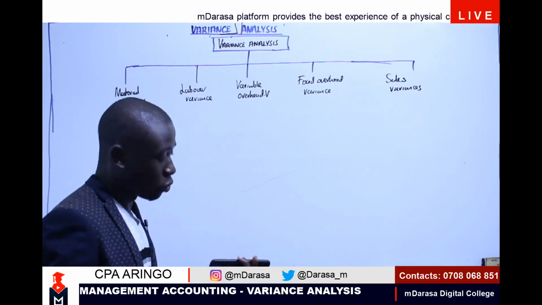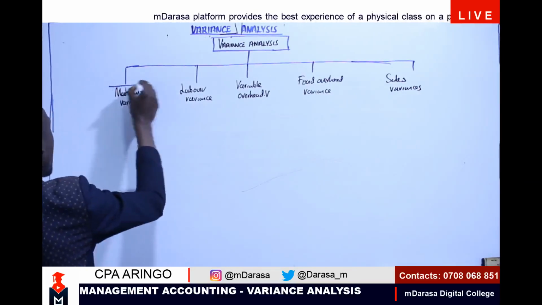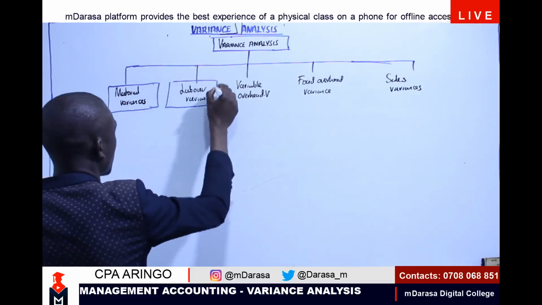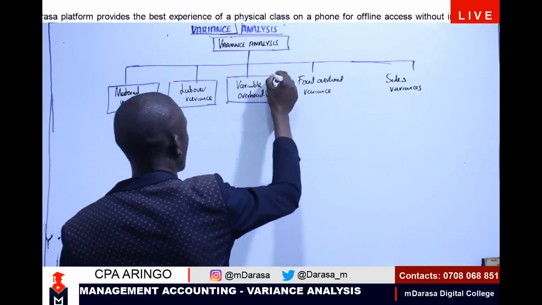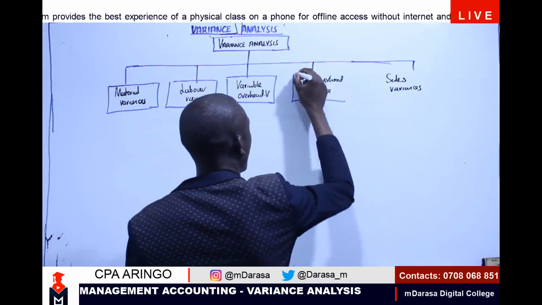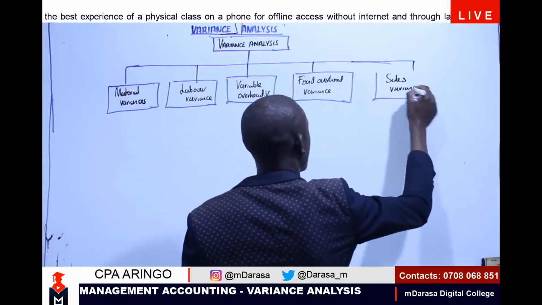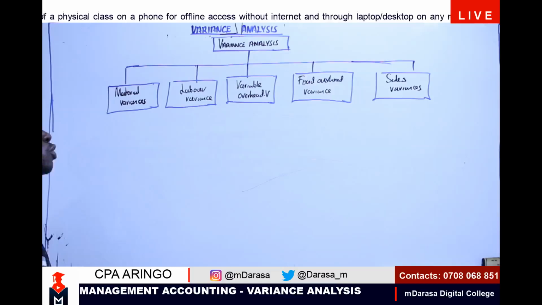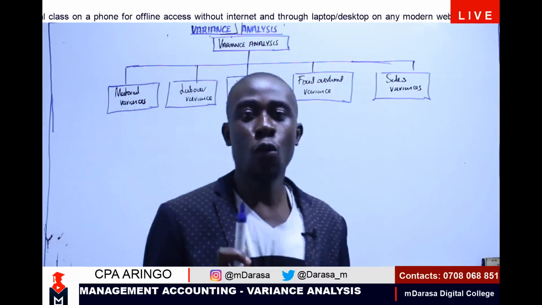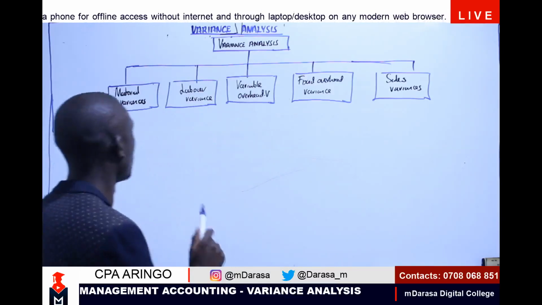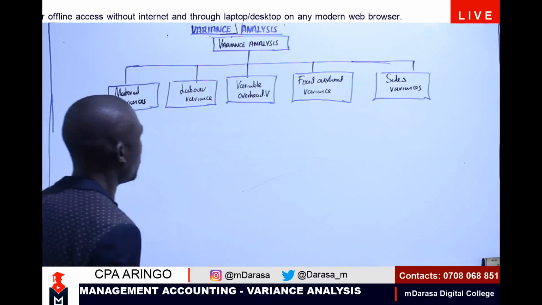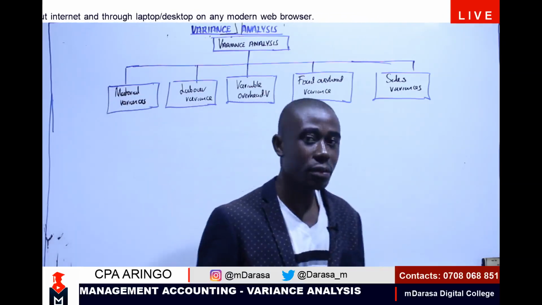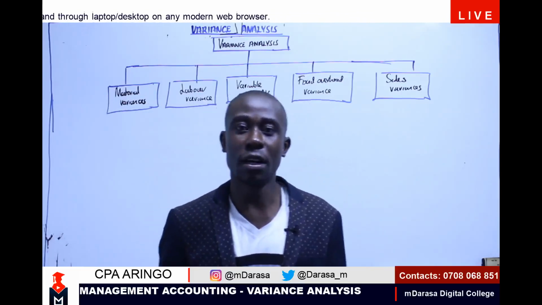So these are the basic variances that we normally talk about. Later on, you'll find that these variances will be split into several components. But at this point, what you should have at the back of your mind is that whenever I'm talking of variances, I'm talking of the main elements: material variances, labor variances, variable overhead variances, fixed overhead variances, and the sales variances.